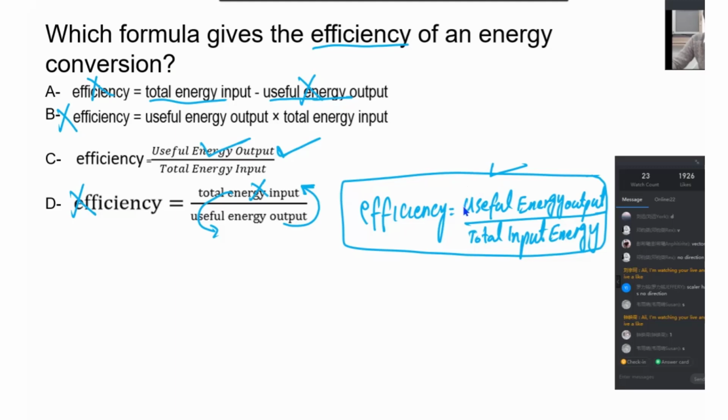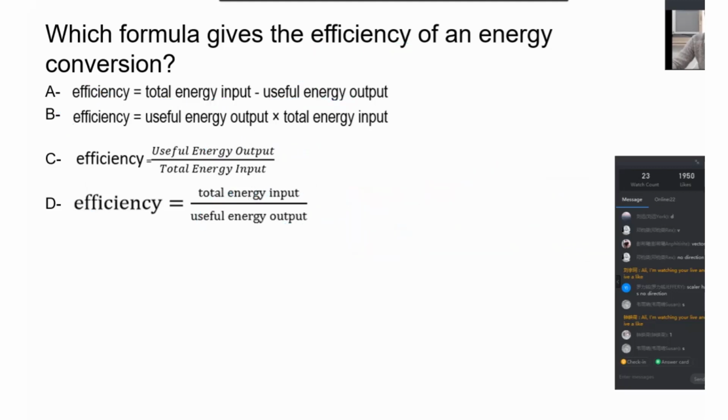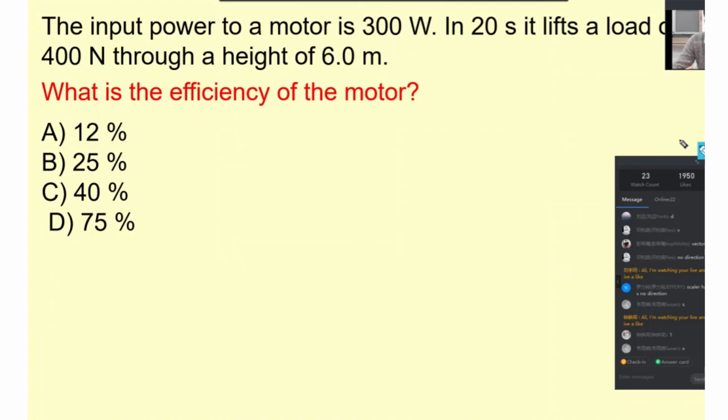Simply you need to understand efficiency is equal to useful energy output divided by total input energy. Let's move on to the next question now. Try this one first by yourself. Take some time and try to answer.